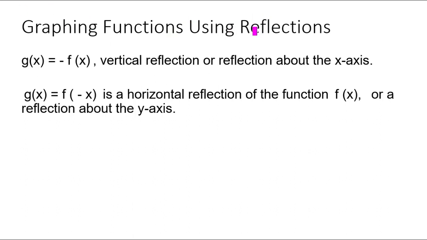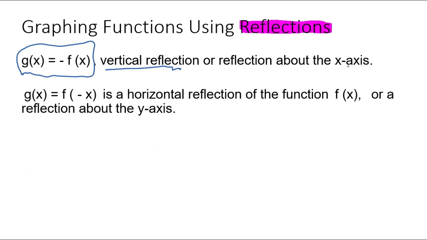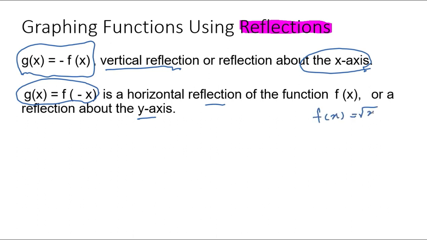Graphing functions using reflections. If g of x is negative f of x, then it's a vertical reflection, or reflection across the x-axis. And if g of x is equal to f of minus x, then it's a horizontal reflection, or reflection across the y-axis. For example, let's say f of x is equal to square root of x. We know the graph of square root of x is like this.